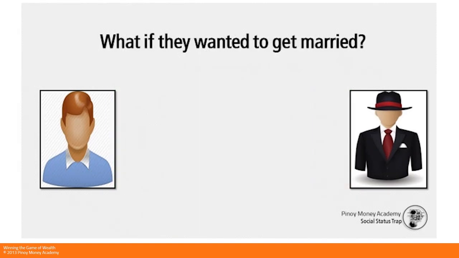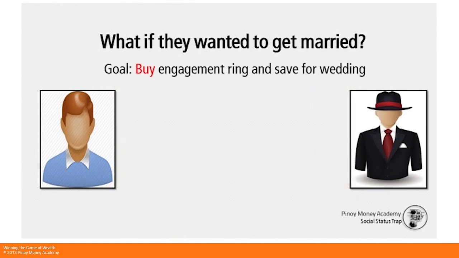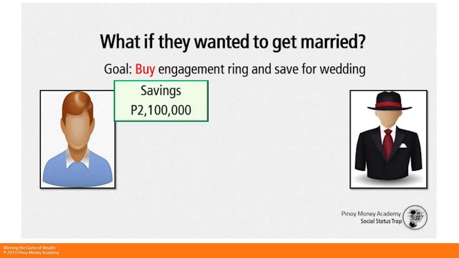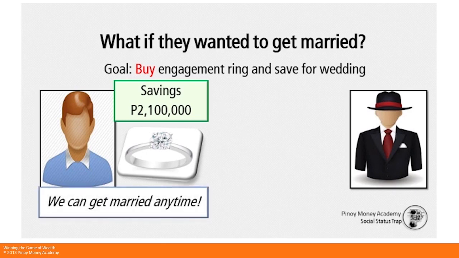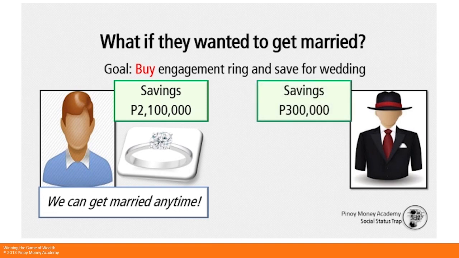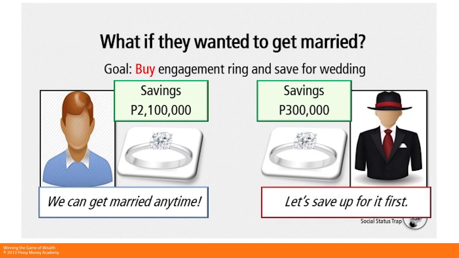Let's say both of them already want to get married to their girlfriend. They have to buy the engagement ring and save up for the wedding. Pedro, who has 2.1 million pesos, can immediately buy a ring and get married at the soonest time possible. May budget na napaghandaan na. Di ba ang sweet? Peter, who only has 300,000 pesos, can also buy an engagement ring. But he and this girlfriend would have to delay the wedding because they still need to save money.